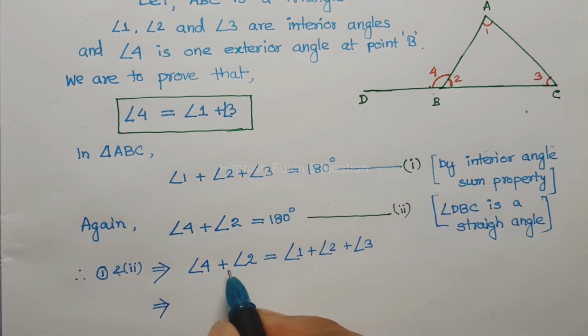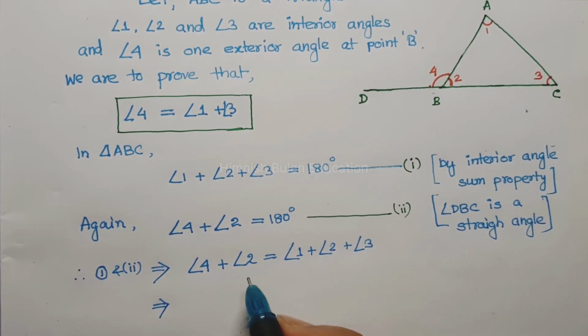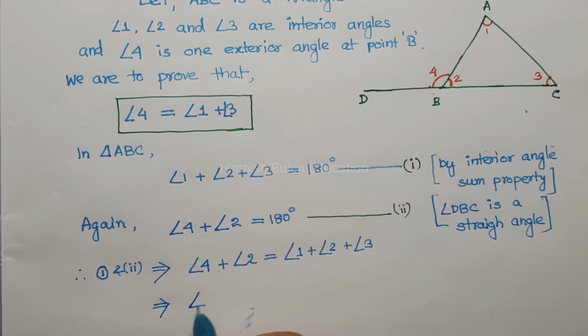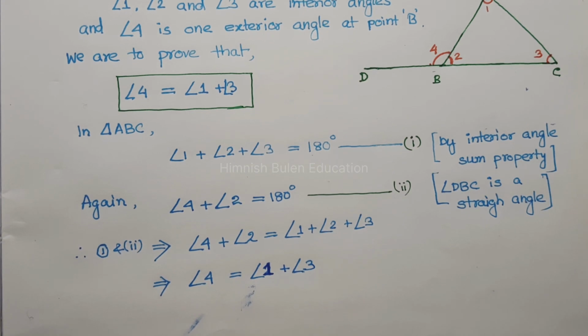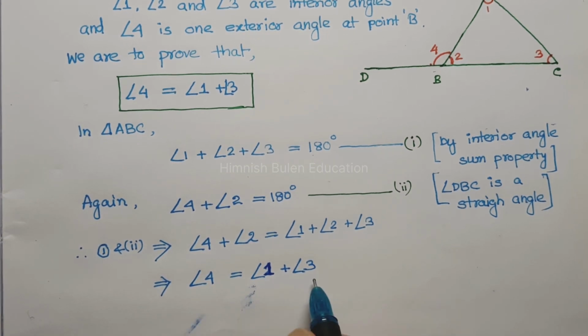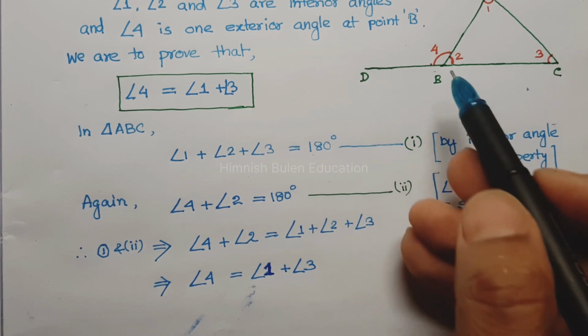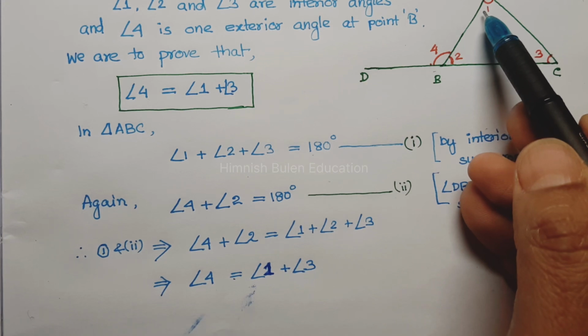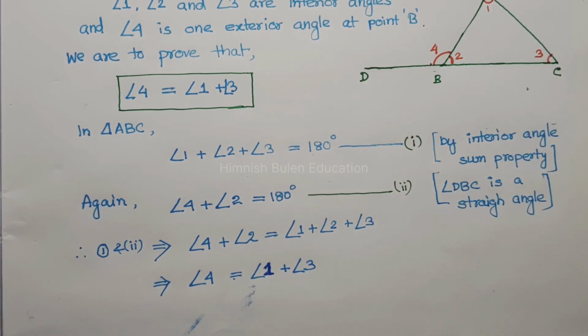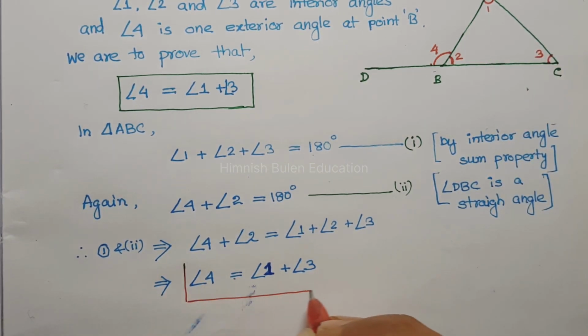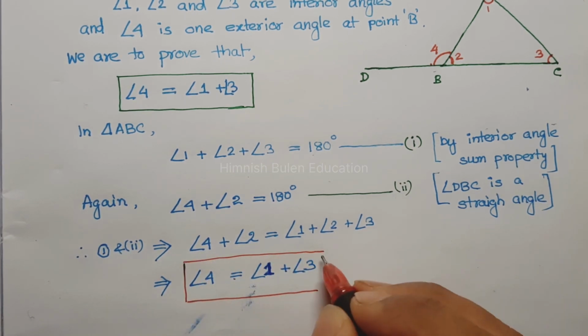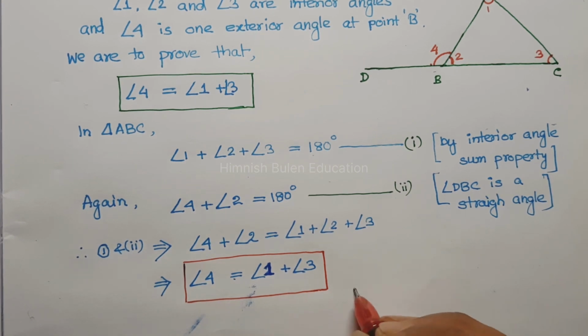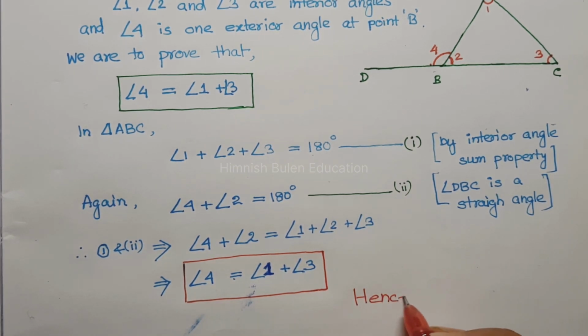Now removing angle 2 from both the left and right hand side, we will get angle 4 equal to angle 1 plus angle 3. Okay, so angle 4, the exterior angle, is equal to angle 1 plus angle 3, that means the sum of opposite interior angles. Hence this is our required expression which we wanted to prove. So we can write now, hence proved.